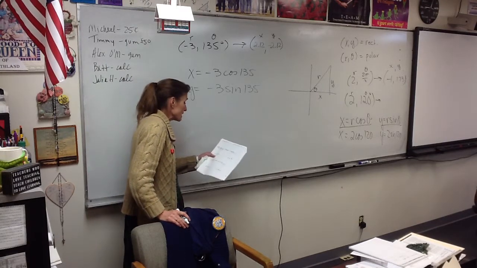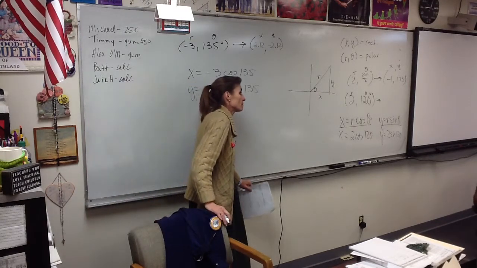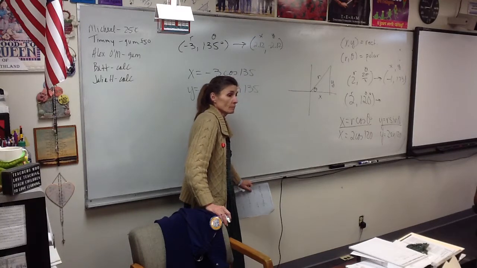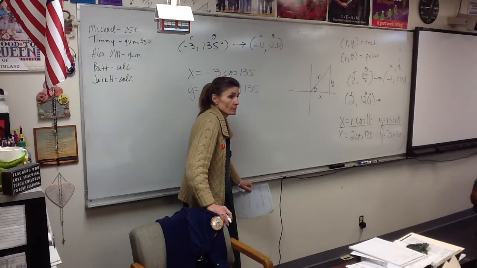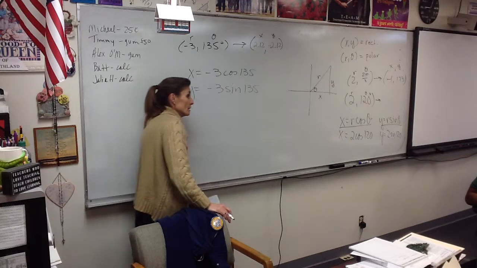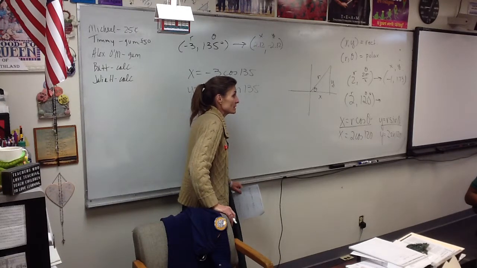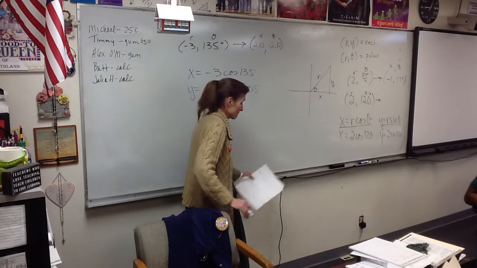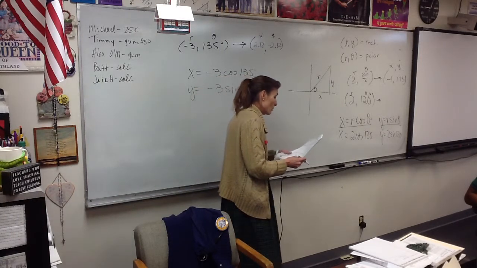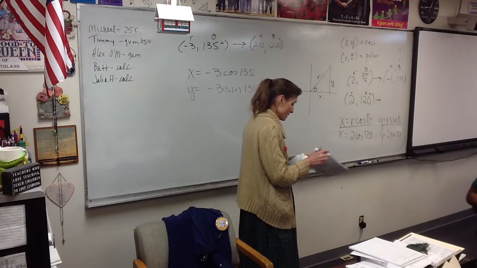So who got an answer to C? What'd you get? 0.73 for x, and then negative 0.68 for y. Anybody match that? 0.73 and negative 0.68. Jack, match it. Okay, one more, let's do D.